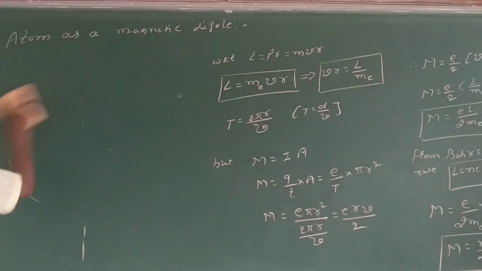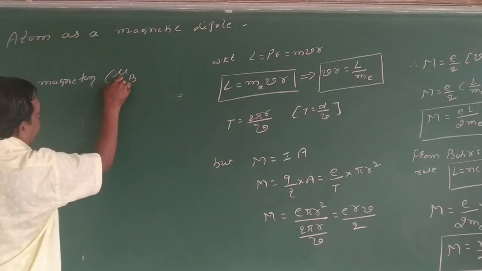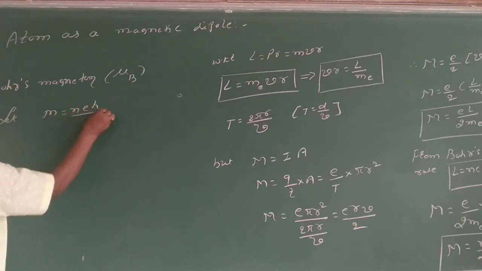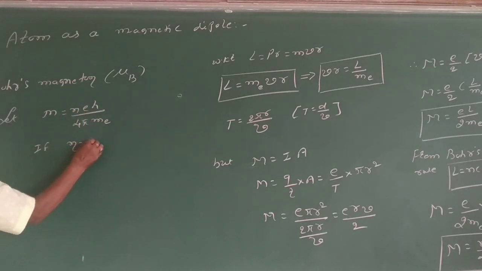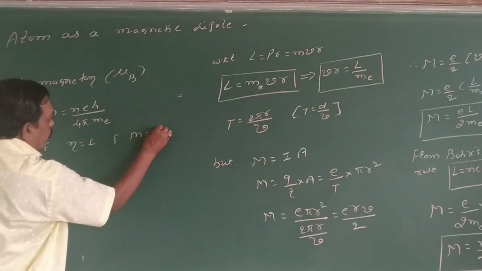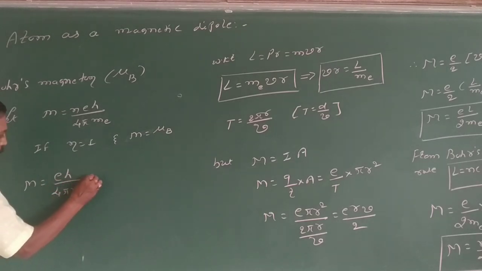Considering n equals 1 for the hydrogen atom, for a single orbit, this is Bohr's magneton, mu b. Let m equal n e h divided by 4 pi m e. If n equals 1 for the hydrogen atom and mu equals m, the magnetic dipole moment, this is Bohr's magneton, mu b. Then m equals e h divided by 4 pi times the mass of the electron.